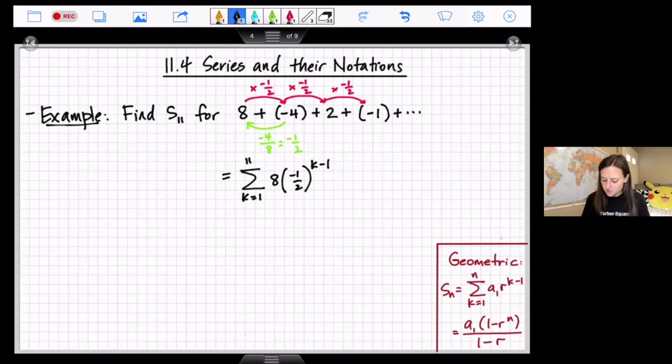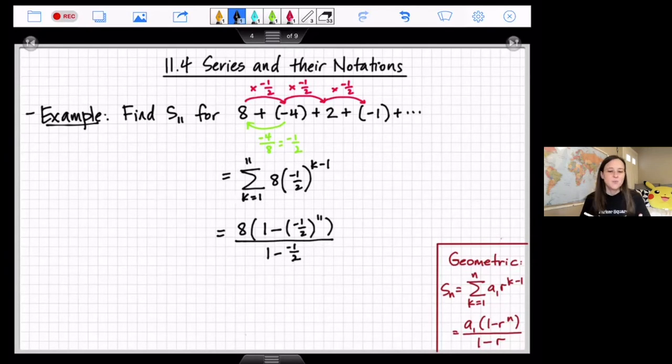All right, so let's plug that into our formula. The formula down in the box in the bottom right says I want a sub 1 in the numerator, so I want 8. And then 1 minus r to the n. So I need that r, that -1/2. So we need it in parentheses, -1/2 to the 11th, all divided by 1 minus a -1/2.